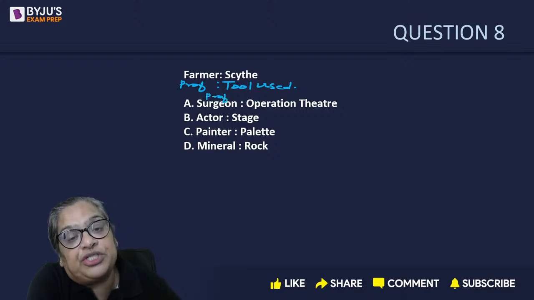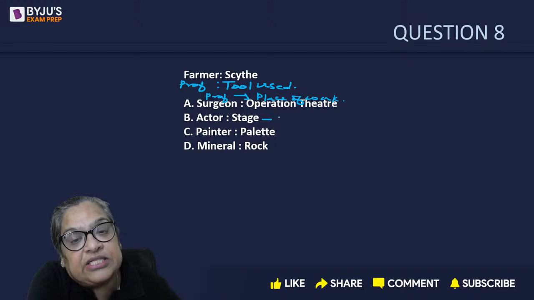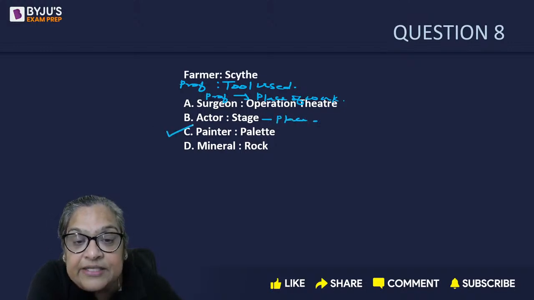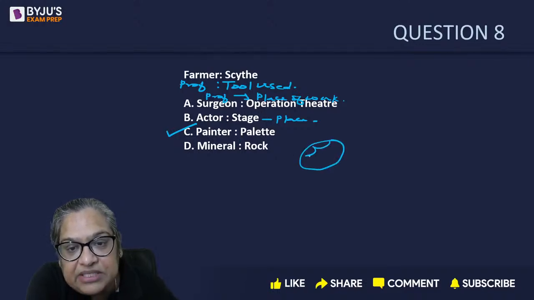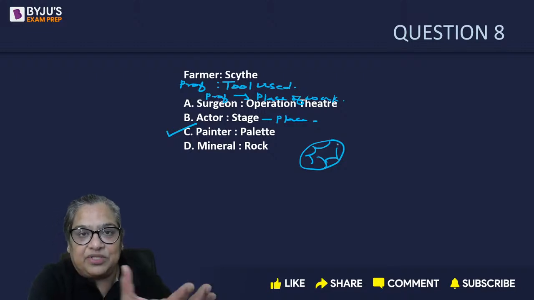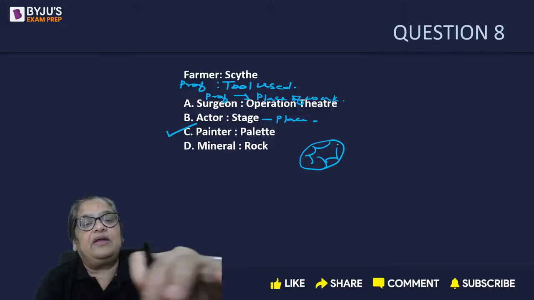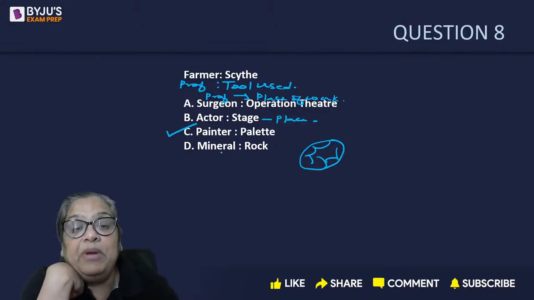Surgeon is a professional, but this is his place of work, right? Not his tool. An actor is to stage. This is also the place where he works. A painter is to palette. What's a palette? You know that little thing where he mixes all his colors on a small board. That's where he puts his colors and he paints. So that's a palette. Mineral is to rock.